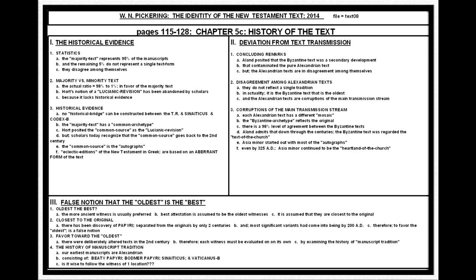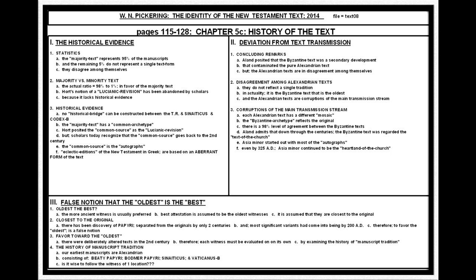Corruptions of the main transmission stream. Each Alexandrian text has a different mosaic. The Byzantine archetype reflects the original autograph. There is a 98% level of agreement among the Byzantine texts. Hort admits that down through the centuries, the Byzantine text was regarded as the text of the church. Asia Minor started out with most of the autographs. Even by 325 AD, Asia Minor continued to be the heartland of the church.